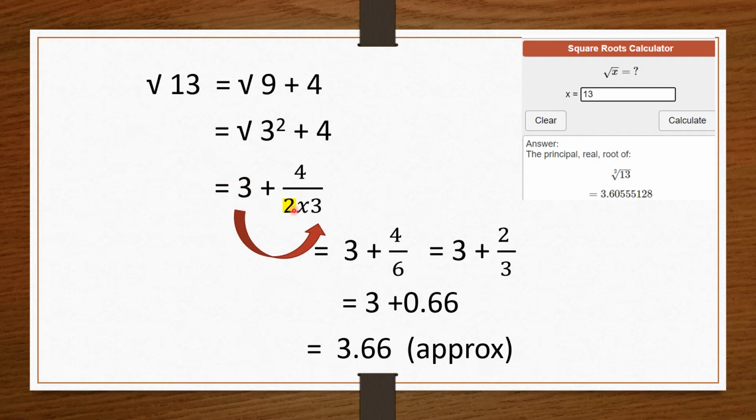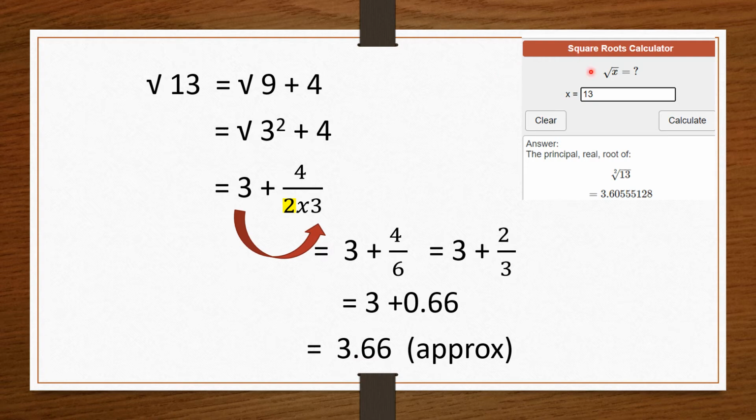So 4 divided by 2 times 3. So 4 divided by 6, or you cancel the 2 and 4 here. So you will get 2 by 3. So it is 3 plus 4 by 6 or 3 plus 2 by 3. Okay, so 2 by 3 is nothing but 0.66. So 3.66 approximately. So in this shortcut method, you will not get the correct answer accurately. You will only get an approximate answer.